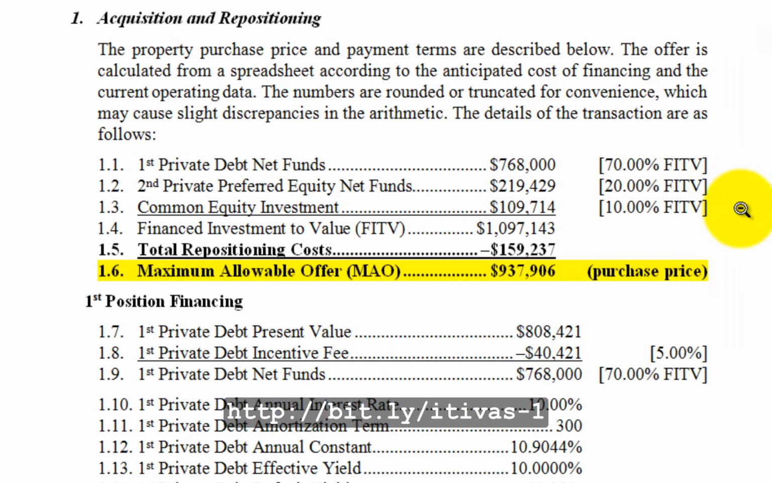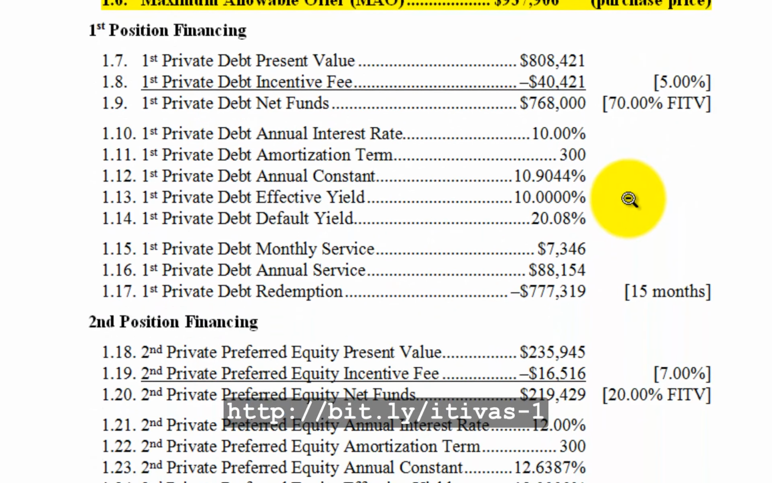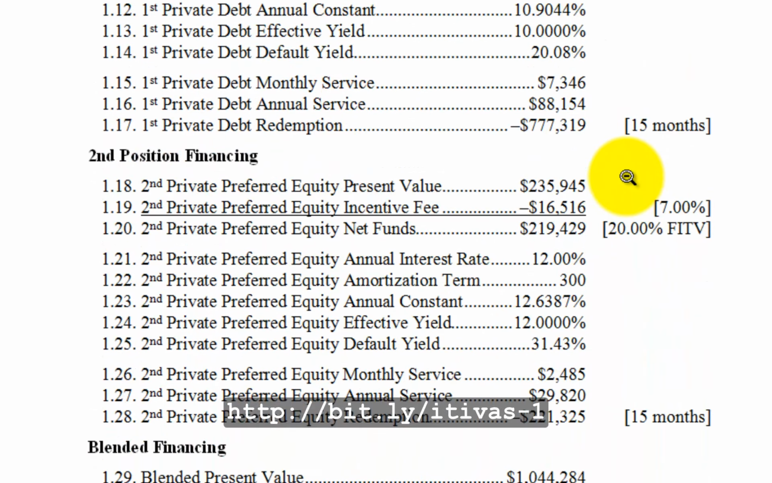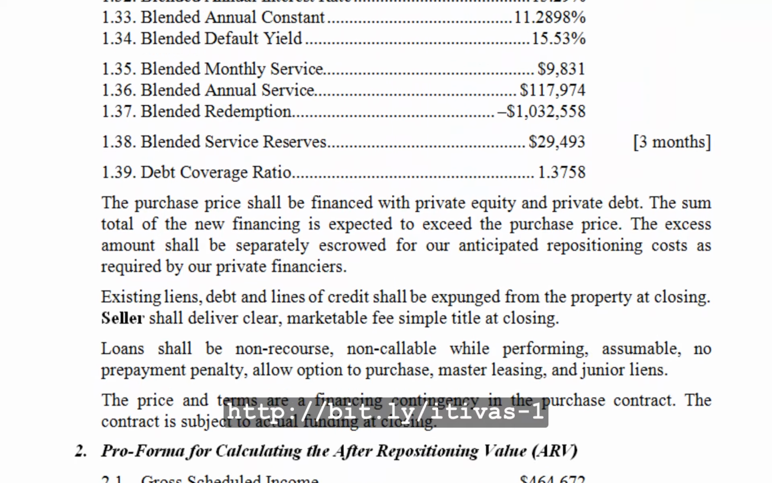We determine that we're borrowing 70% of the financed investment to value, and we have a preferred equity investor in second position for 20%. The common equity private financiers are bringing in 10% of the financed value. Subtracting the repositioning cost yields the maximum allowable offer. We then have detail lines for the first position financing and the second position financing, as well as the blended financing.